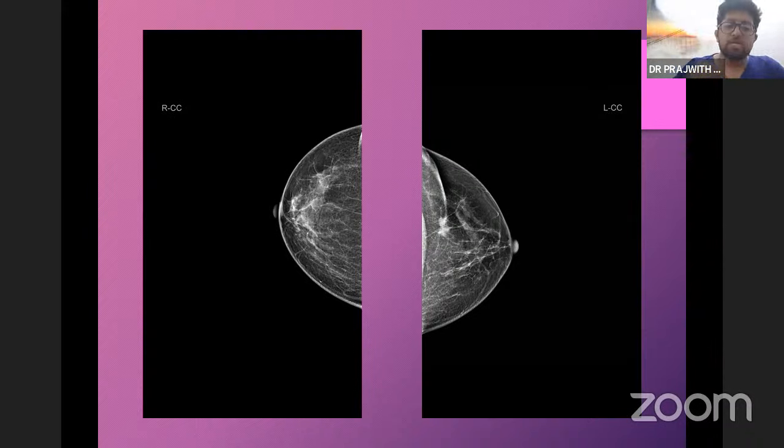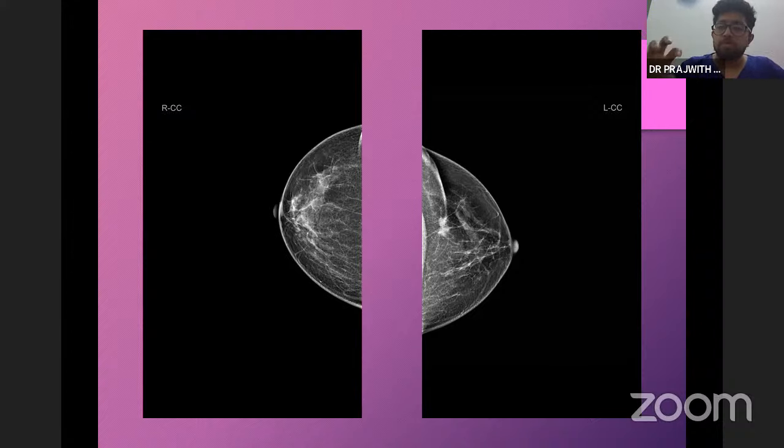Whenever it is type 1, it is a normal breast. Type 2 is a benign breast. Type 3 is probably benign. Type 4 is probably malignancy. Type 5 is a high probability of malignancy. Type 6 is biopsy proven. Whenever it is type 3 or above, it is of concern. Type 3 needs regular follow-up.